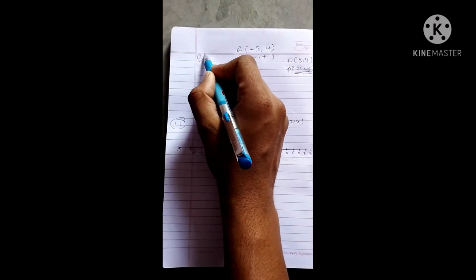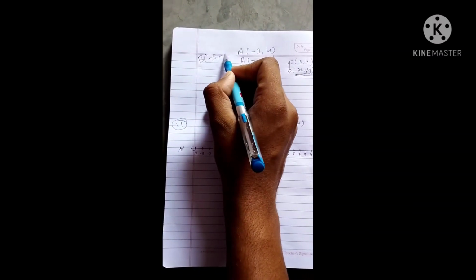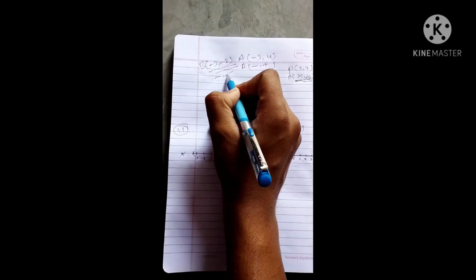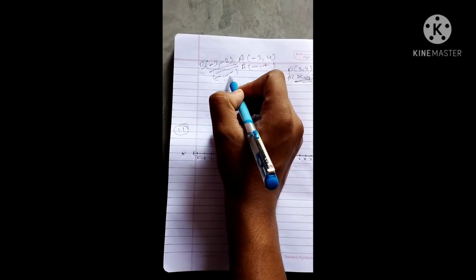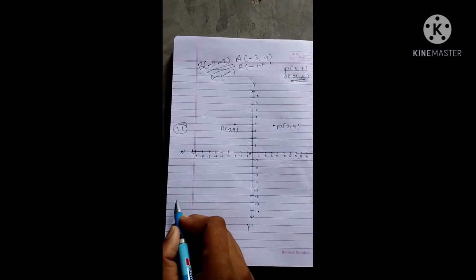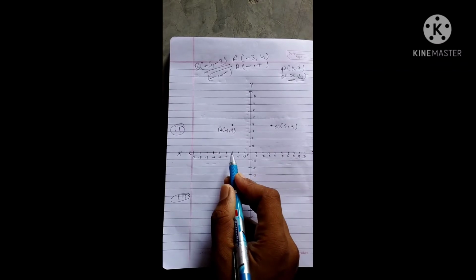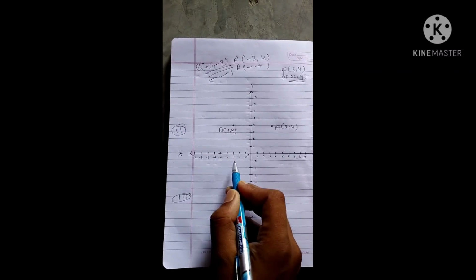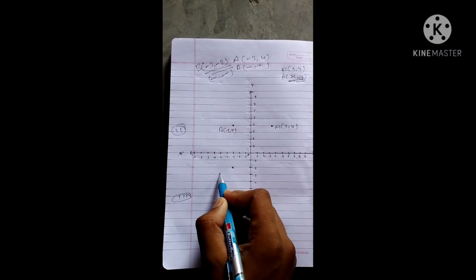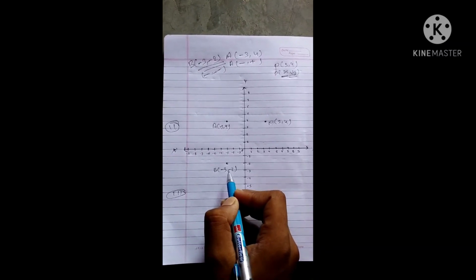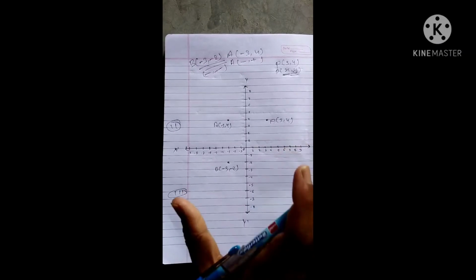Now we are taking another example. (-3, -2). The sign is minus minus. It means we have to go in third quadrant. This third quadrant. Minus 3, 1, 2, 3. Minus 3, then minus 2, 1, 2. Minus 3, minus 2. In such a way, we can plot any point on our graph paper.